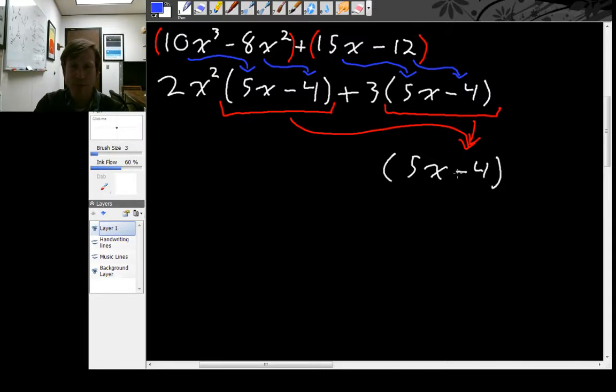And now we have to figure out what's left over. From this first part, 2x squared times 5x minus 4, when you factor out 5x minus 4, it's 2x squared that's left over, like this. And then from the second part, when you factor out 5x minus 4, the stuff that's left over is this 3. So plus 3.